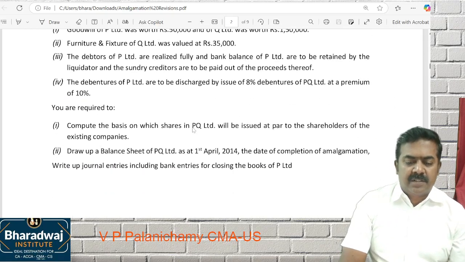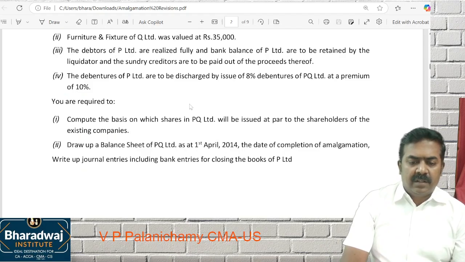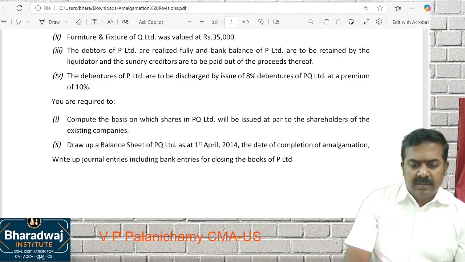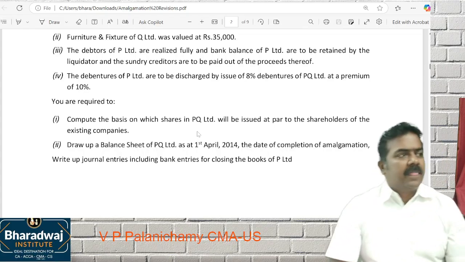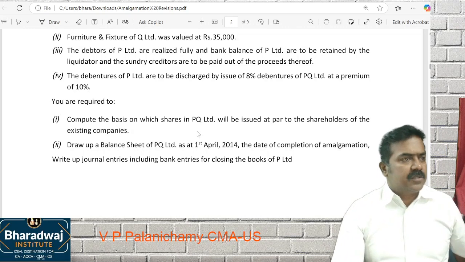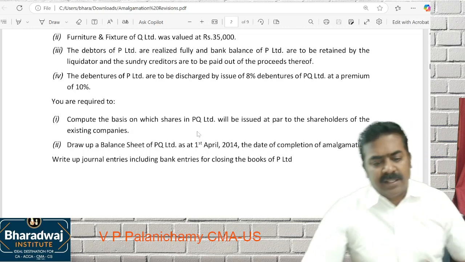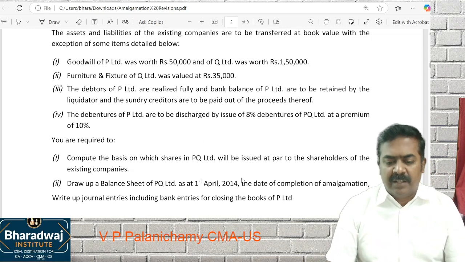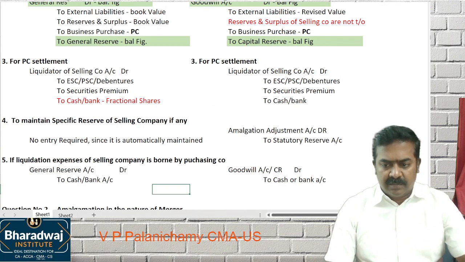How to pay the purchase consideration? It is given, issued at par to the shareholders of existing companies. We are not given clearly how the purchase consideration is discharged. So we will pay by which method? Net assets method. Assets minus liabilities. Start.